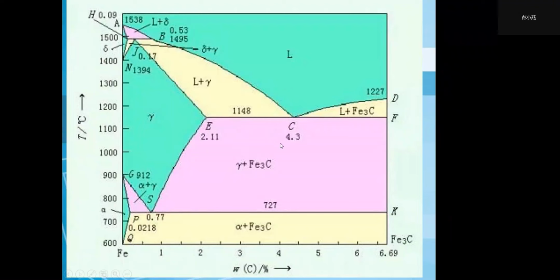The solidification of alloys containing 4.3% to 6.67% carbon begins along line CD, with the separation of primary cementite from the melt.